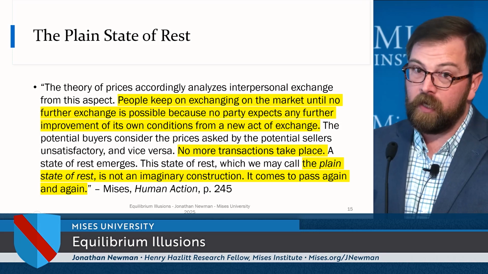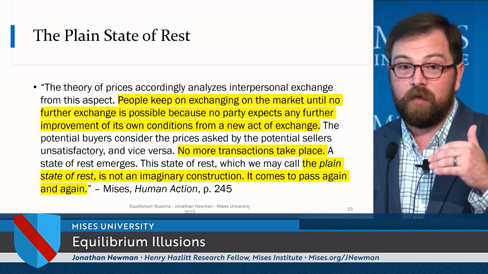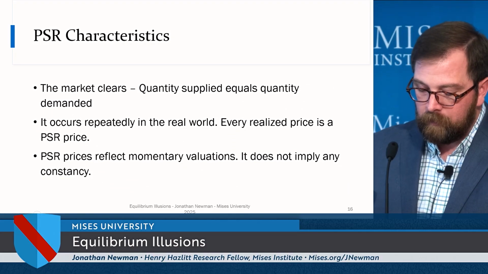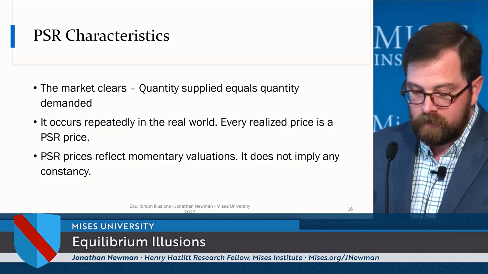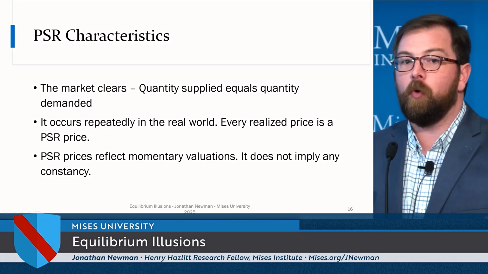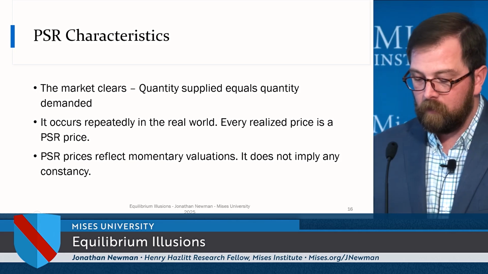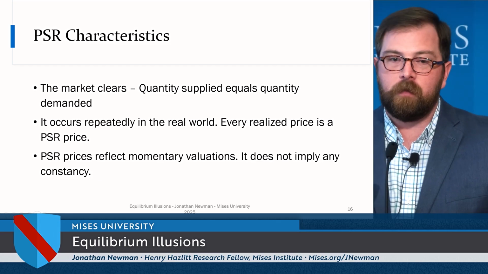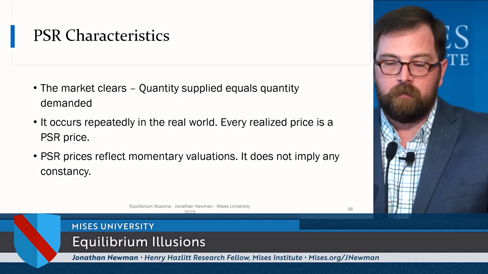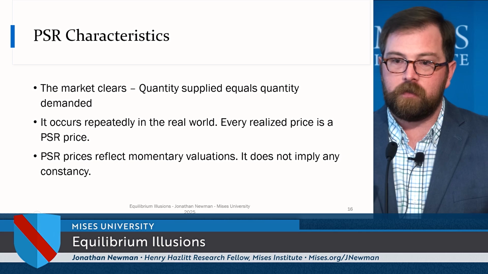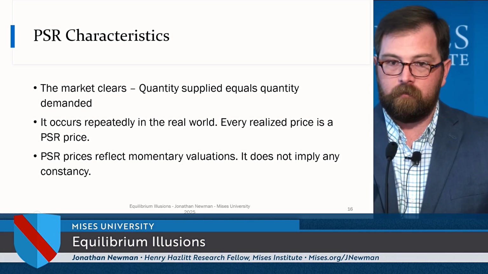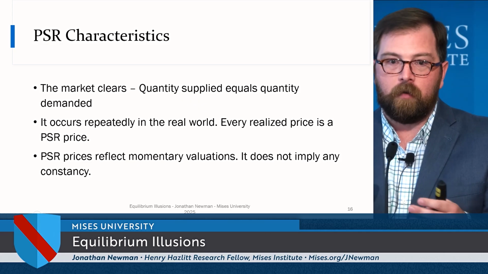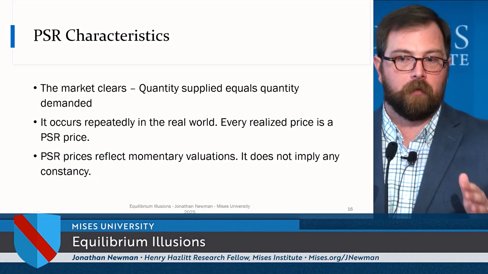And this has some very important implications in describing how markets work, because it means we're at least in one form of equilibrium all the time. So like I said, the market clears. This occurs repeatedly. And very importantly, the PSR prices reflect momentary valuations. So this is a moment by moment, step by step sort of thing that happens. There's no implication of constancy. We're not assuming that people know more than they actually do. There are no assumptions built into this. We're basically just deducing from the logic of action the fact that if the exchange takes place, it means that the trades exhaust all known mutually beneficial trades, and so we can say the market clears.